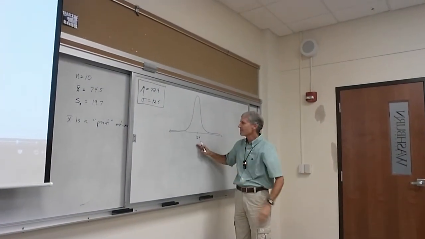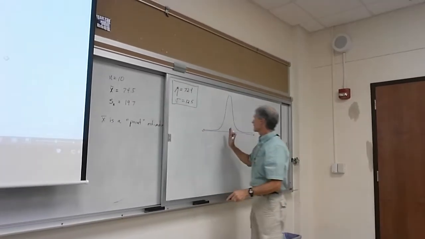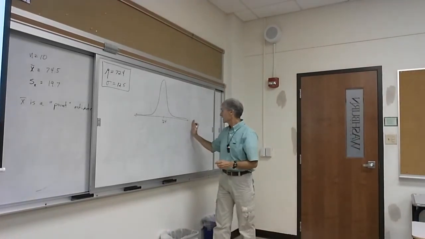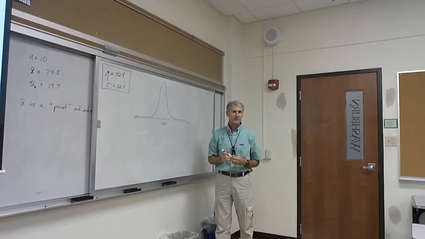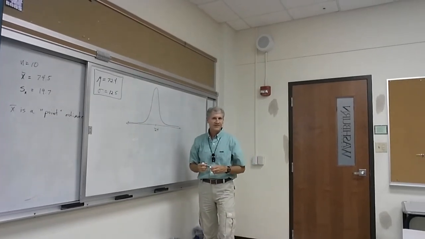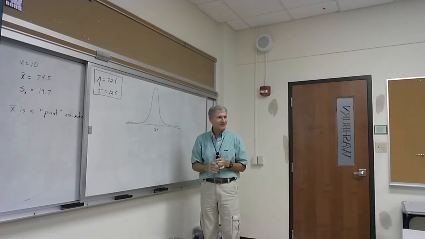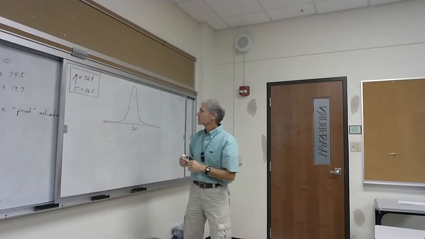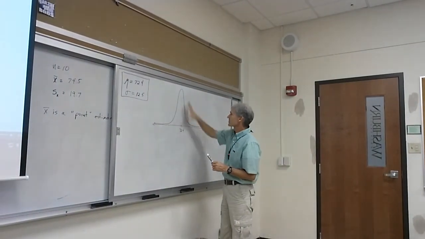So where does 74.5 fall? How far is it out here, or is it real close? Where is it? Close to the right. Okay, fairly close. Well, how close? And what am I trying to get you to think about? Standard deviation. How spread out is this distribution, right? So where is 74.5 in relation to this graph?